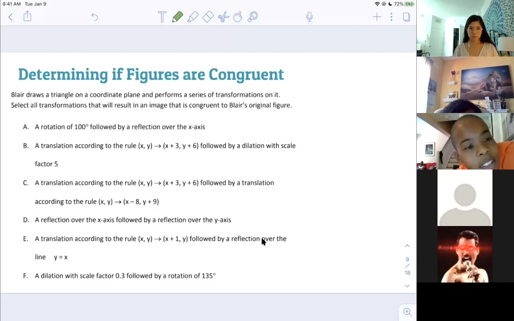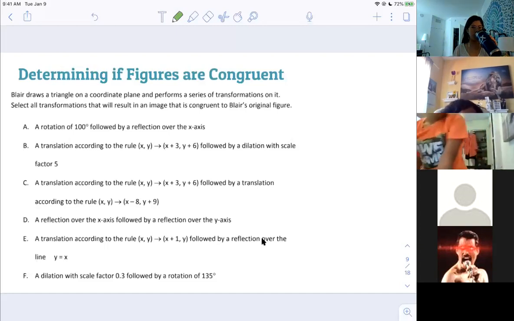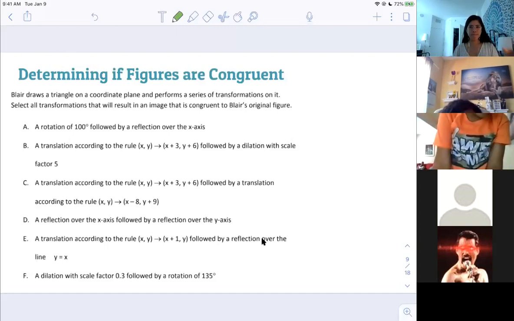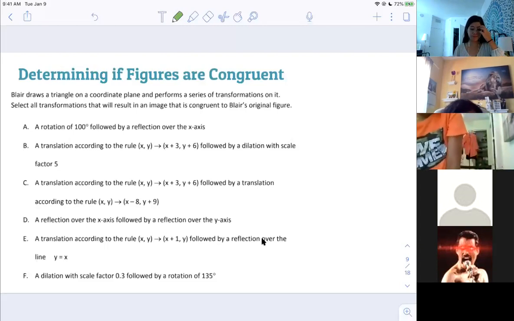Am I the only one that doesn't know what a dilation is? We kind of talked about it a little bit earlier today. But usually when you don't know what it is, what does that mean? If I've never said it before. Wait, you don't know what a dilation is?